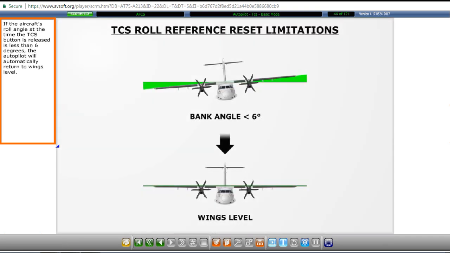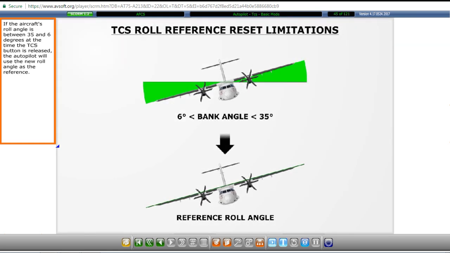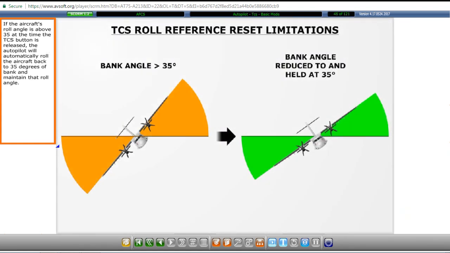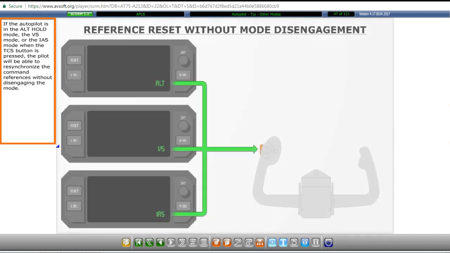If the aircraft's roll angle at the time the TCS button is released is less than 6 degrees, the autopilot will automatically return to wings level. If the aircraft's roll angle is between 35 and 6 degrees at the time the TCS button is released, the autopilot will use the new roll angle as the reference. If the aircraft's roll angle is above 35 at the time the TCS button is released, the autopilot will automatically roll the aircraft back to 35 degrees of bank and maintain that roll angle.